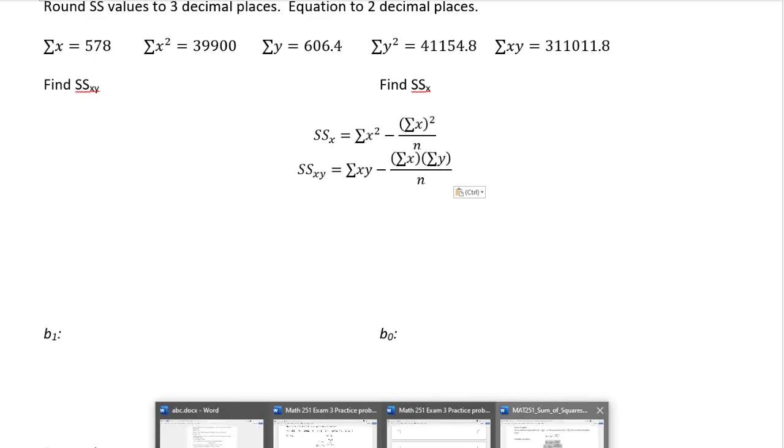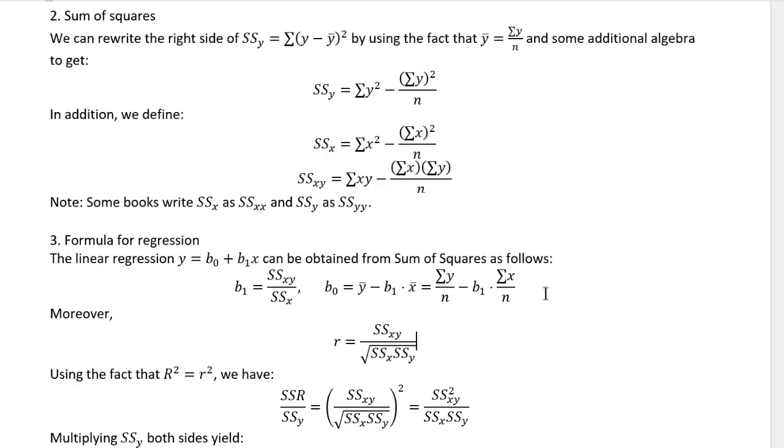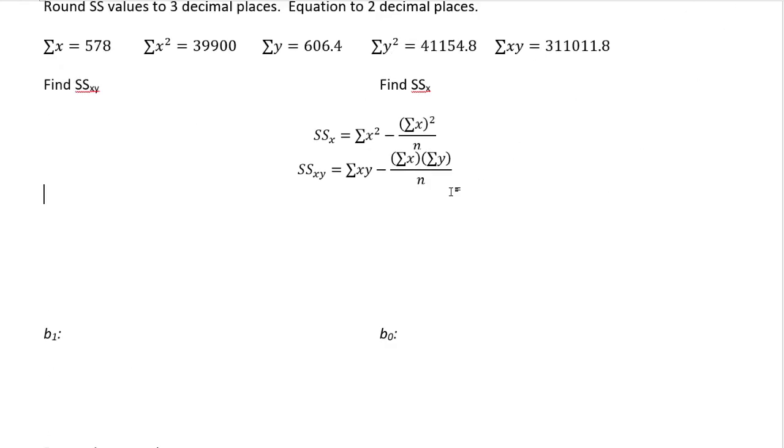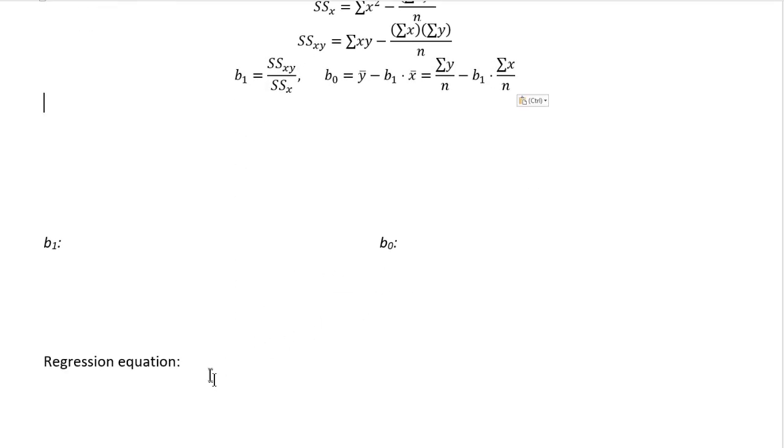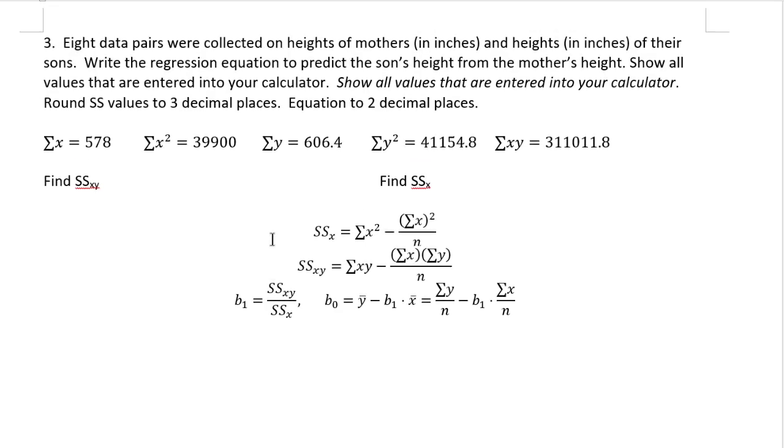And you will also need the formula for these. I guess that's it. You get the B1 and B0 from there, and the regression equation is just B0 plus B1 x1. And you could also get a question for finding the correlation coefficient R, but this question doesn't ask you that, so that's all you do.